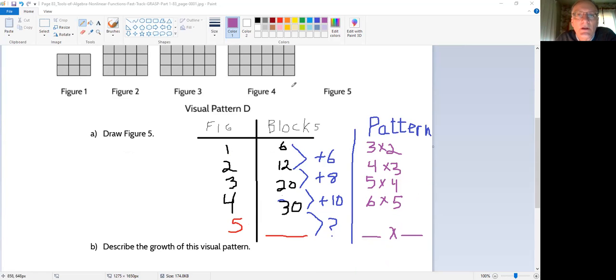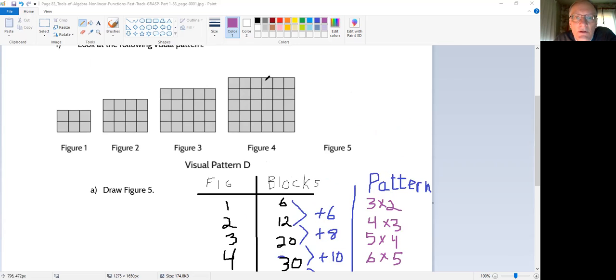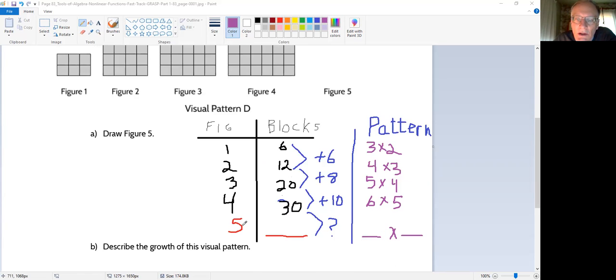So figure 1, I don't think I can do like I can do on share board, but that's all right. We'll just use the pencil. So figure 1 has 6 blocks. Figure 2, if we count them all up, there's 12 blocks. Figure 3, if we count them all up, there's 20 blocks. Figure 4, if we count them all up, 1, 2, 3, 4, 5, we'd end up with 30 blocks. So we want to figure out, well, what's in figure number 5?